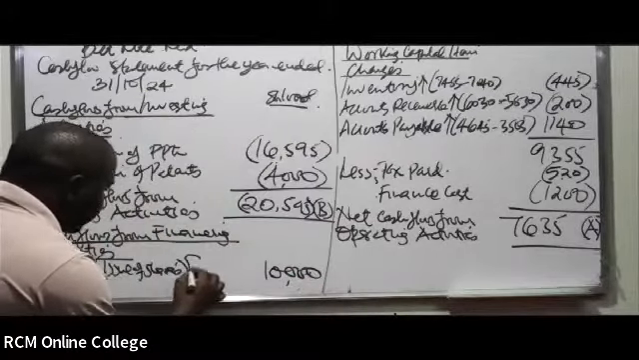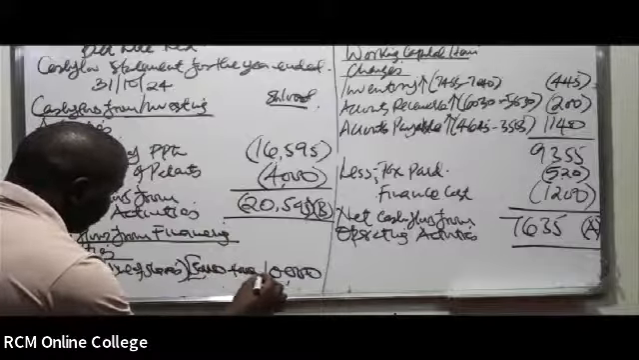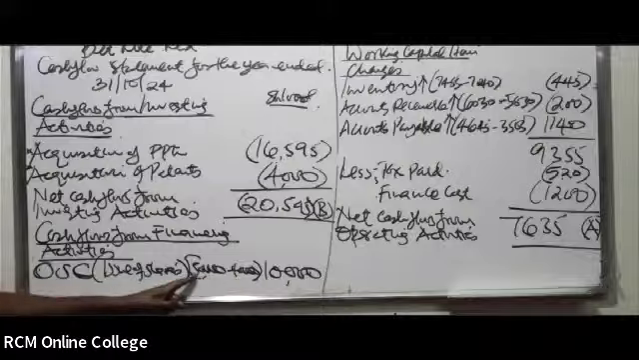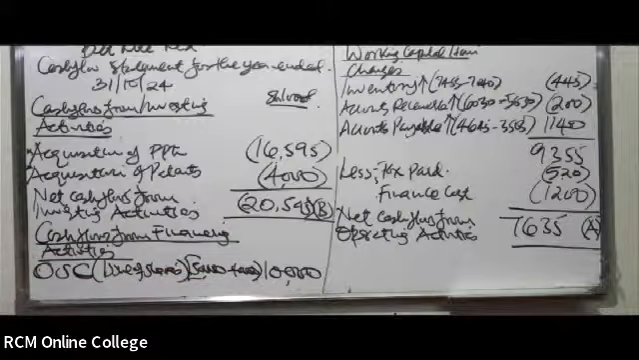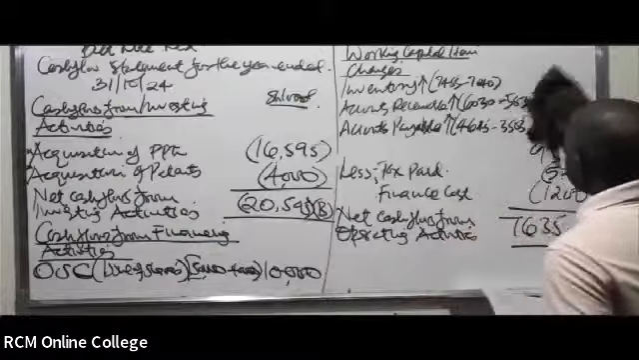So how do you get a 10? You take 50 minus 40, because they opened with 40 in the ordinary share capital, but they are closing with 50. That basically means they're able to finance their business with an extra 10 million worth of shares received.